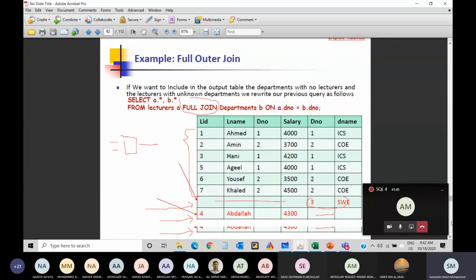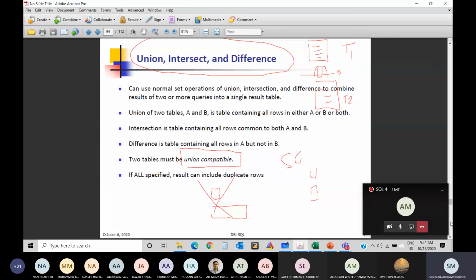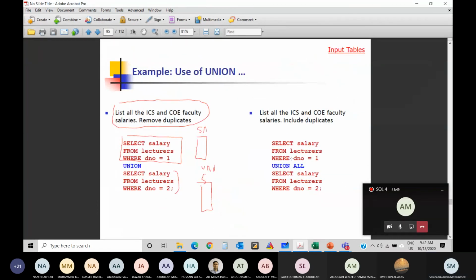If I take you back to this. What about this? This is exactly the same, but I'm not using union, I'm using union all. The difference is union all will show you also the duplicates. So it will not remove the duplicates for you. Maybe your boss wants to see them.